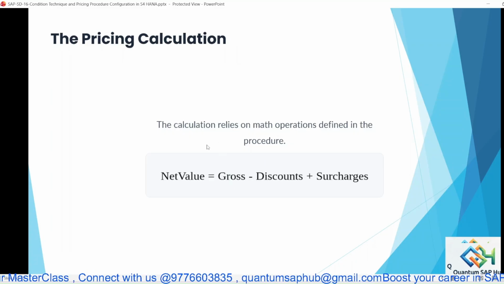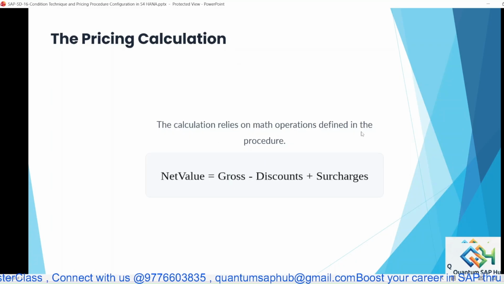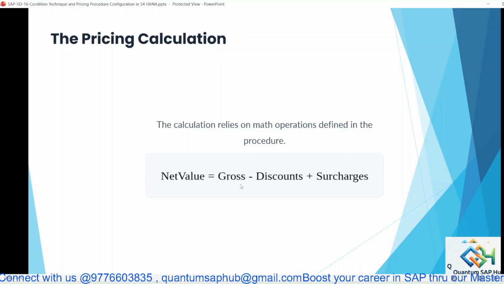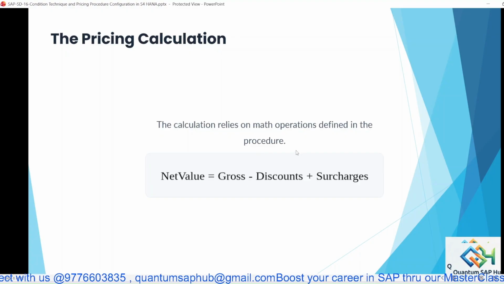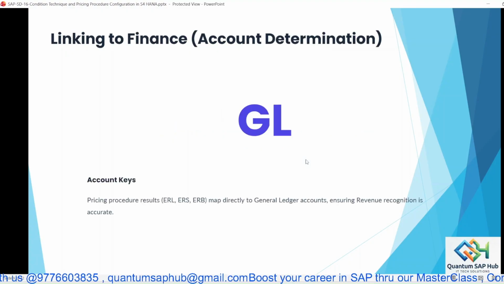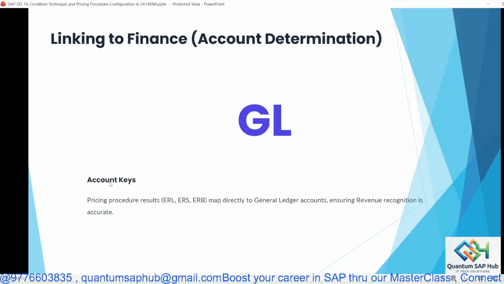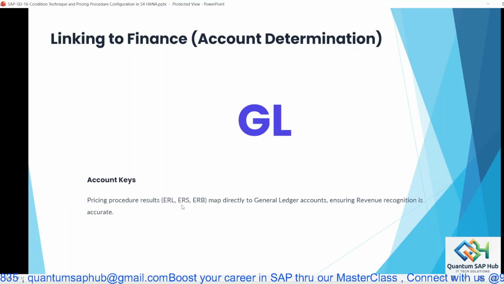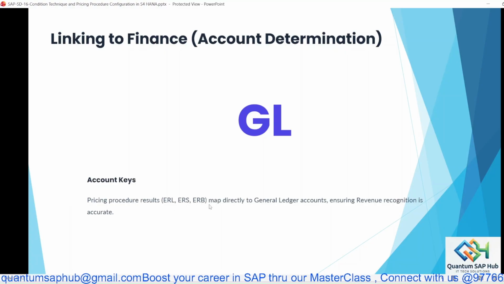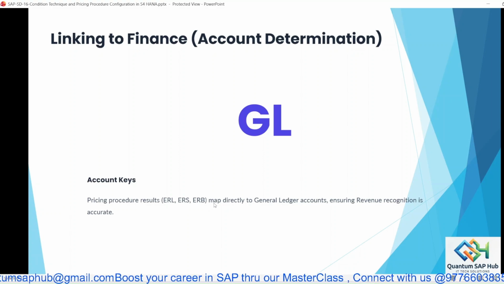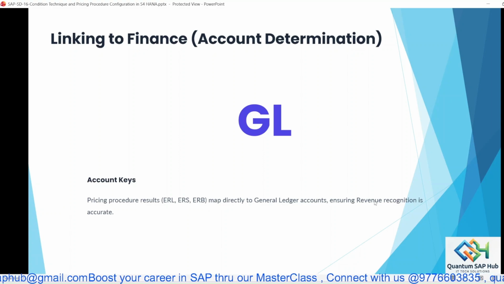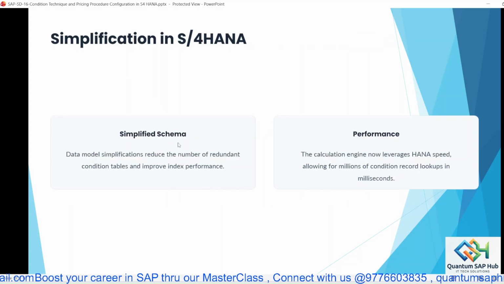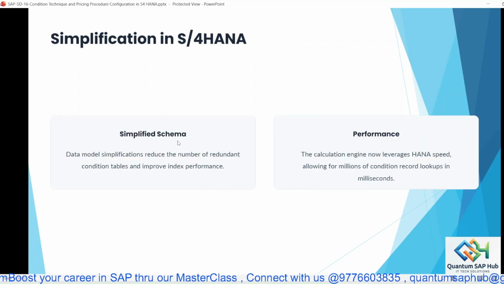So what is the calculation? Pricing calculation is based on math operations defined in the procedure, that is net value, which is gross value, then your discounts plus surcharges. So account keys, you can see that there are some examples: ERL, ERS, ERB, which are mapped to the general ledger account, and revenue recognition is accurate. Simplification.